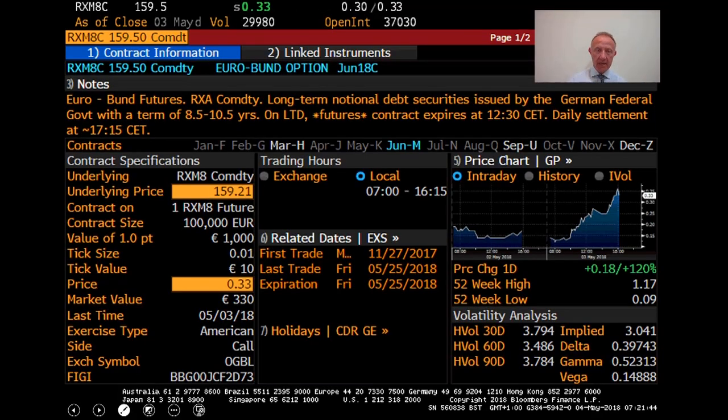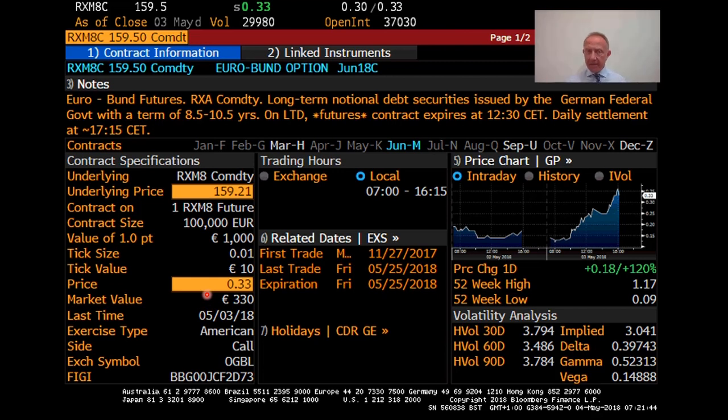Let's have a look at another option. This time it's for German government bunds or German government bonds. It's a call option. It tells me down here it's a call, but also in the ticker, that C means call. And the strike price up in the ticker is 159.50. I'd have to buy the option. It would cost 0.33 points. And it's structured in the same way as the future. So 0.33 points, 0.33 of 1,000 euros is 330 euros.